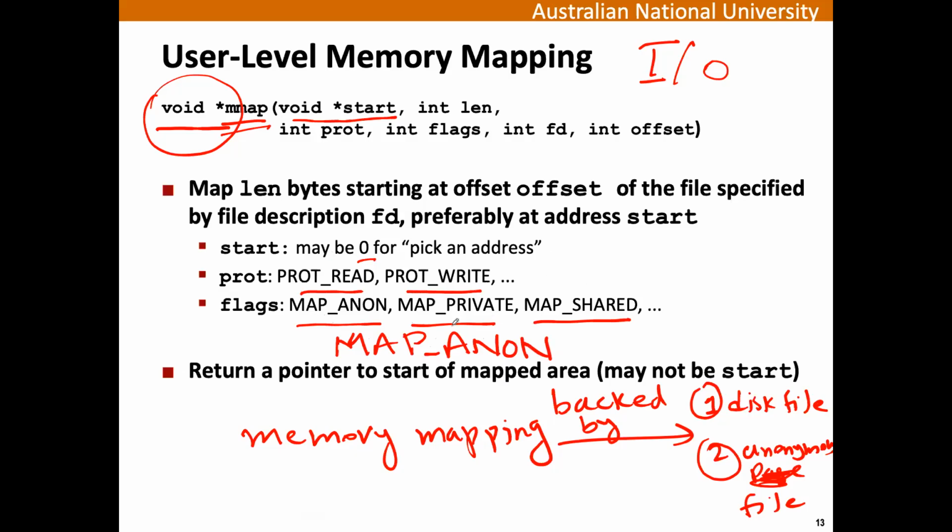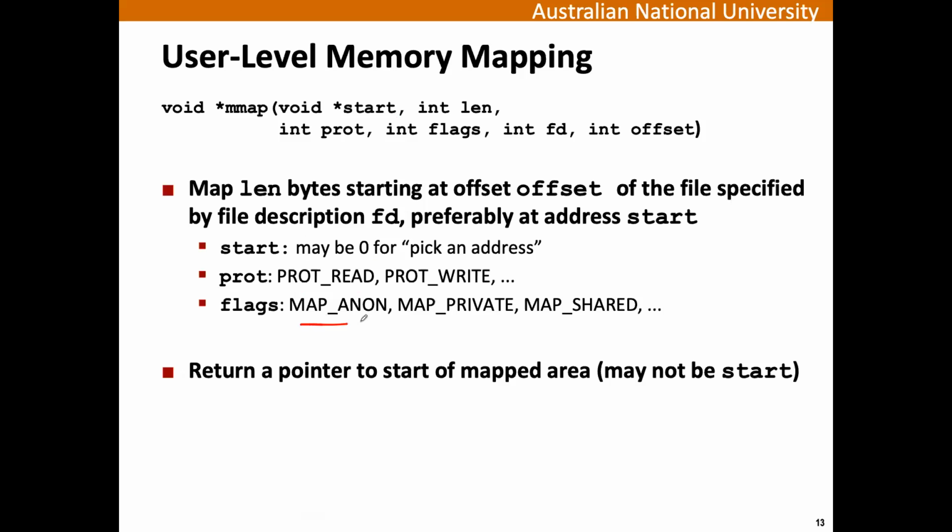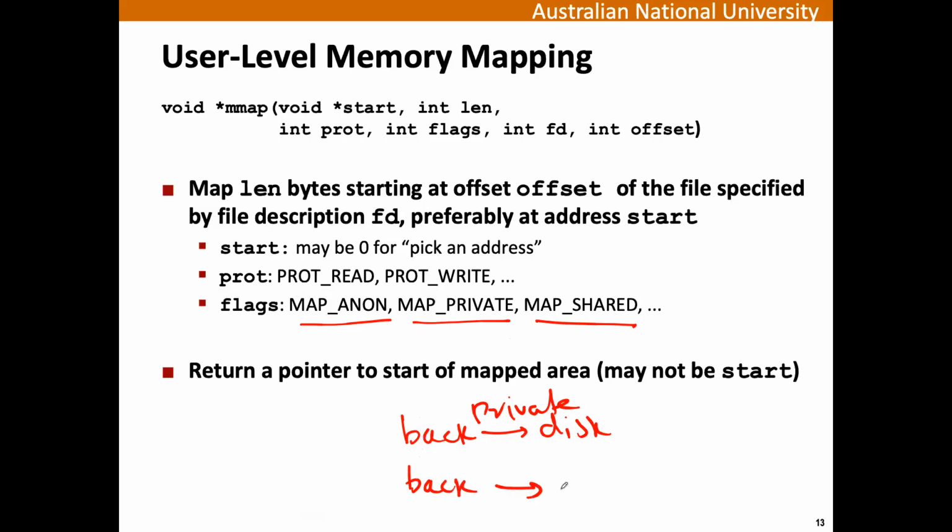Anonymous is what we've been talking about. Private is when you want to back the mapping by disk, but want it to be private, so your changes don't reflect on the file on disk. Or you can create a shared mapping, where you back the mapping by disk and you create a shared mapping. In this case, anything you do is visible to any other process that has mapped the file, or to the actual file on disk.